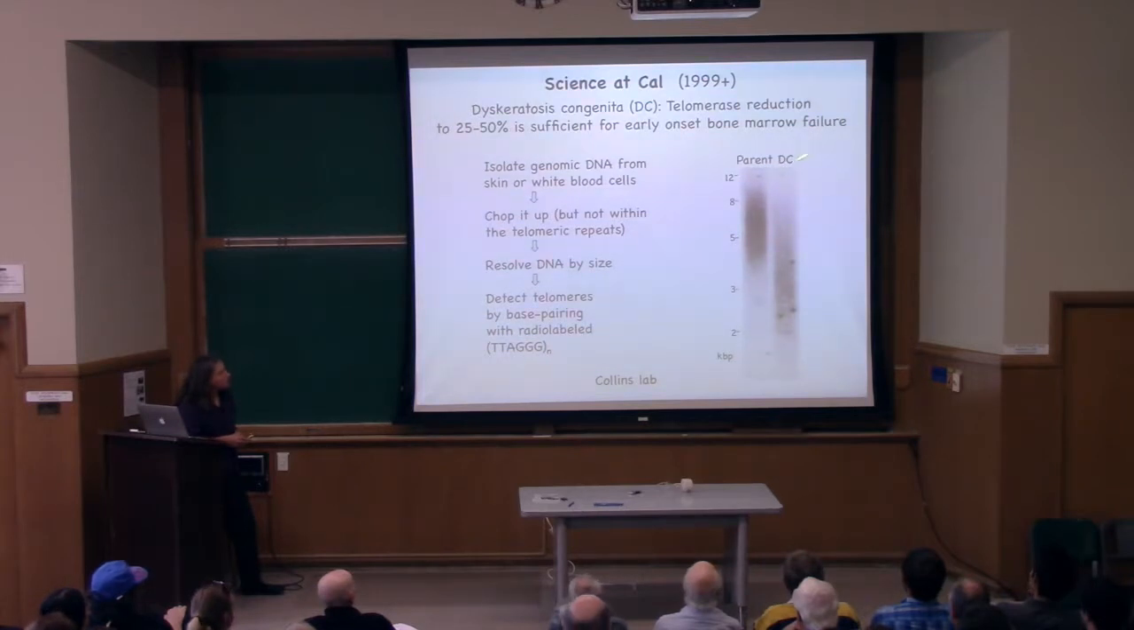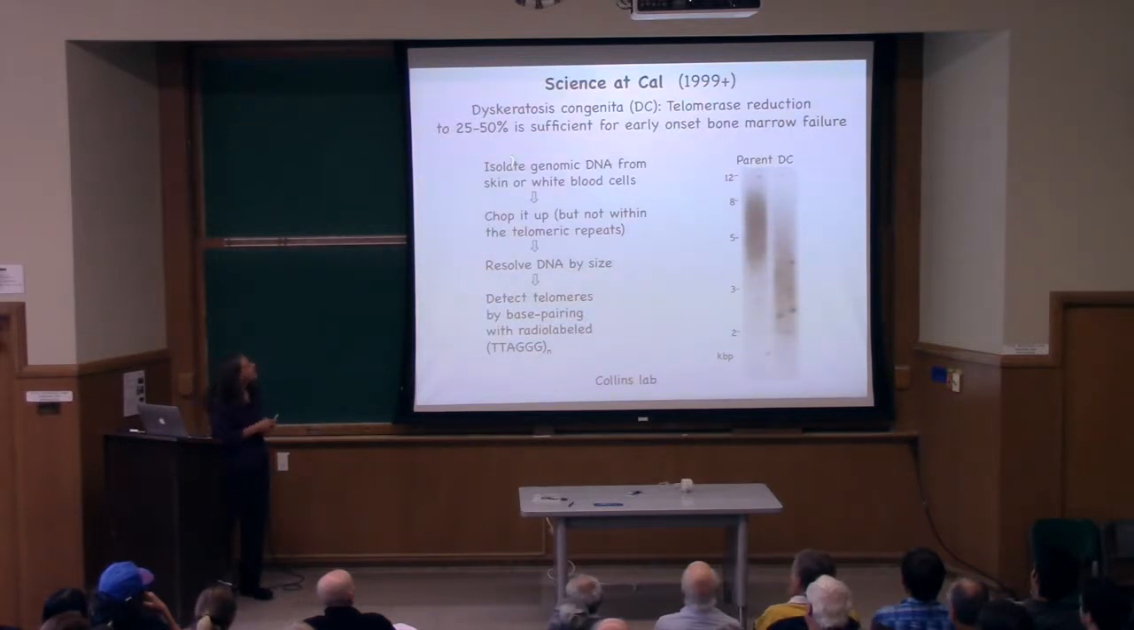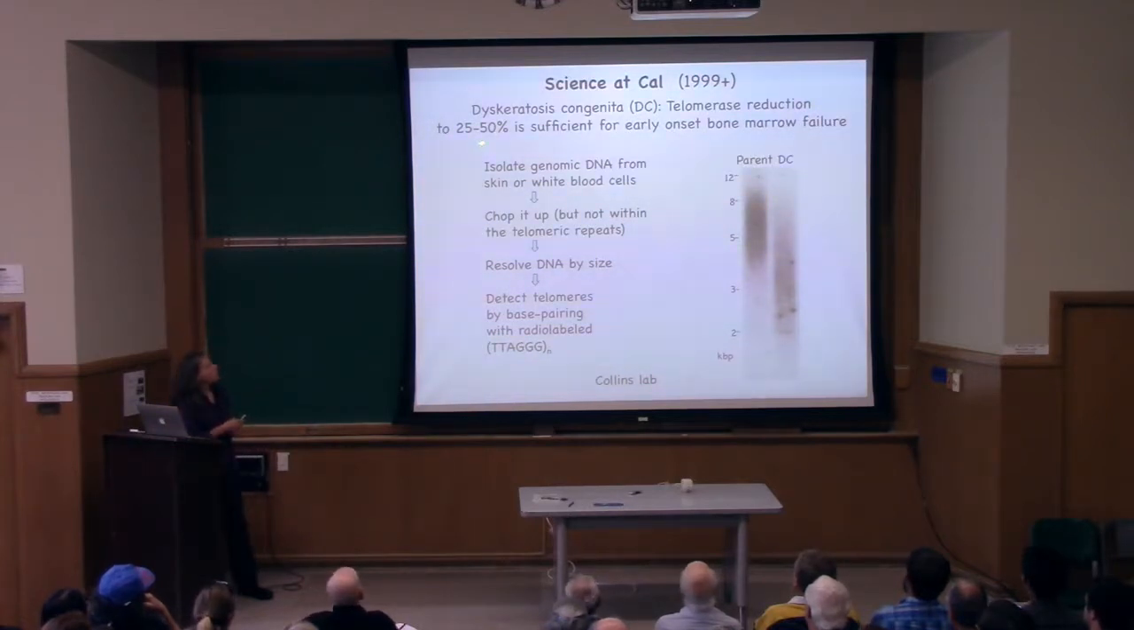But this is her 7-year-old son. No, he was older. But teenage, basically. And what you'll see is that these telomeres are very short. They are strikingly short for age. They should be up here. So in fact, we can show that in dyskeratosis congenita, the disease, there is less telomerase at all stages, including an embryo, at about a quarter or half of its normal level.